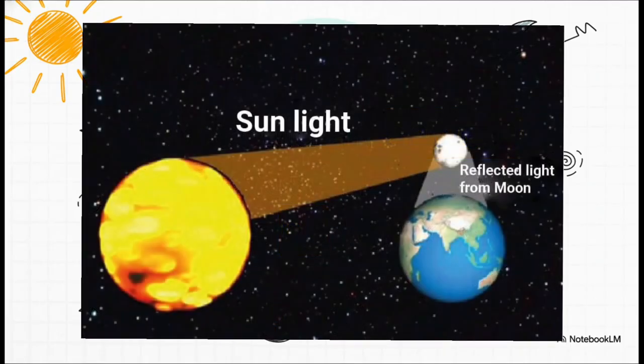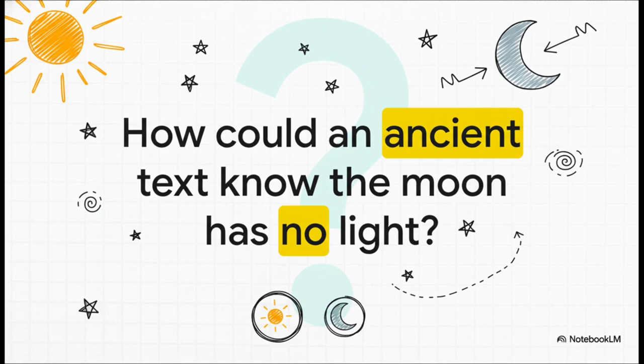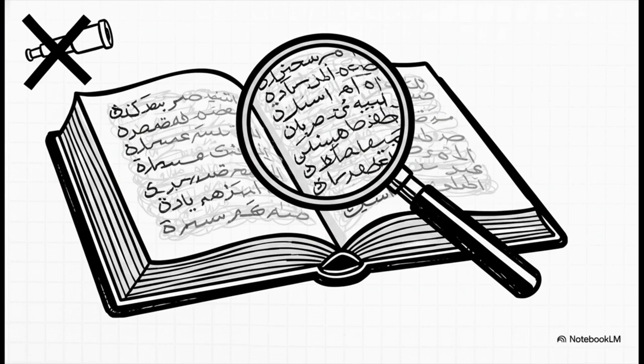Okay, so we all learned this in school, right? The sun makes its own light, and the moon is basically just a giant dusty mirror reflecting it. It's Astronomy 101 for us. But just stop and think about that for a second. How could a text from way back then, centuries before modern telescopes, possibly have picked up on that scientific fact? Well, it turns out the answer isn't really found by looking up at the stars, but by looking much, much closer at the words themselves.